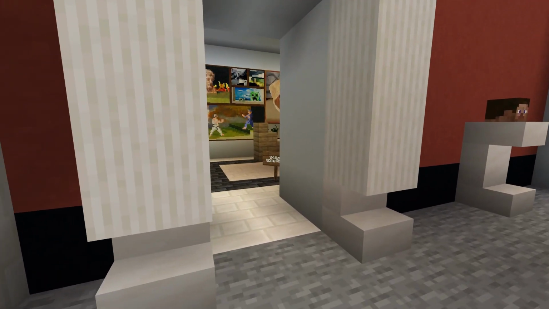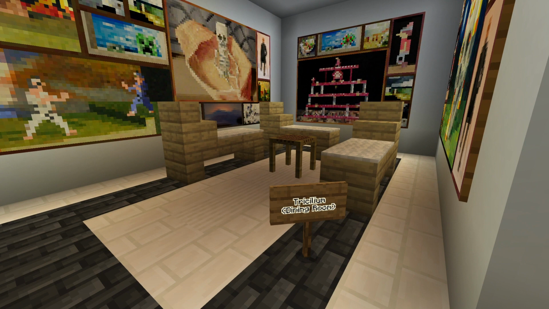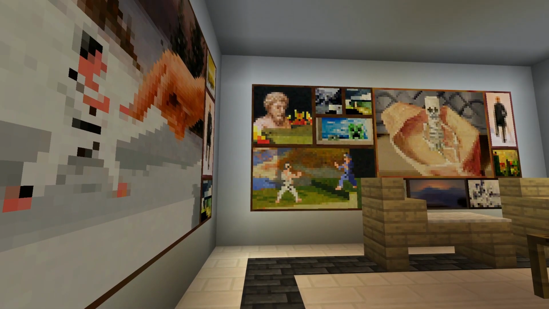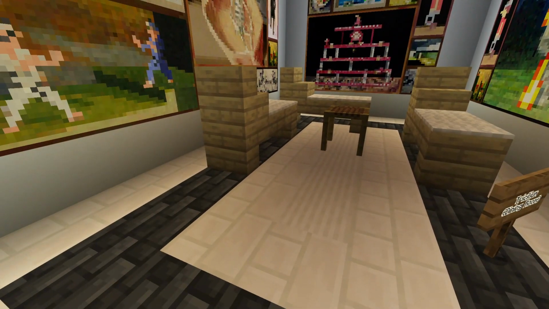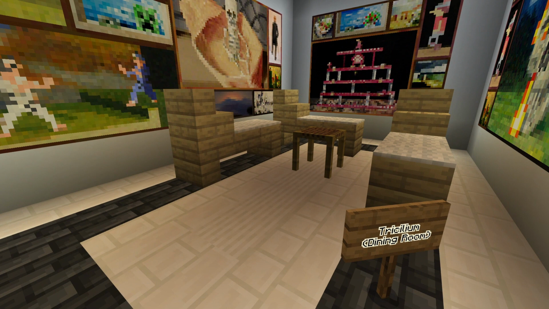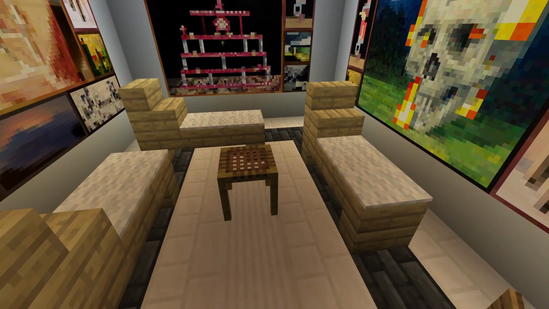Next, we go into the triclinium, which is the Romans' formal dining room. Again, just like the rest of the house, this room is highly decorated with frescoes covering every wall and patterned flooring to go along with it. The way that they would eat was on couches facing each other with a table in the middle.